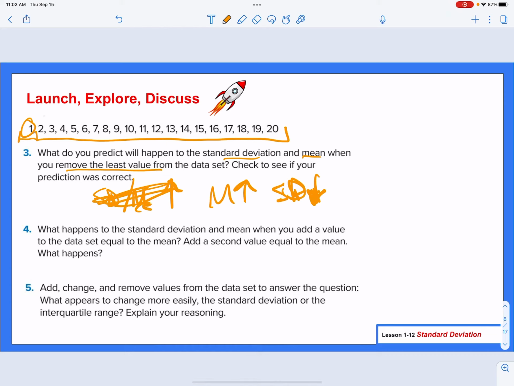Our guess was a little off, so we fixed it here. The mean went up, standard deviation went down. What happens to standard deviation and mean when you add a value to that data set that's equal to the mean?